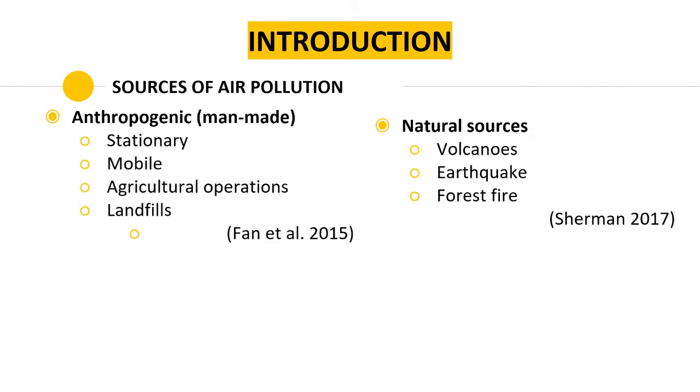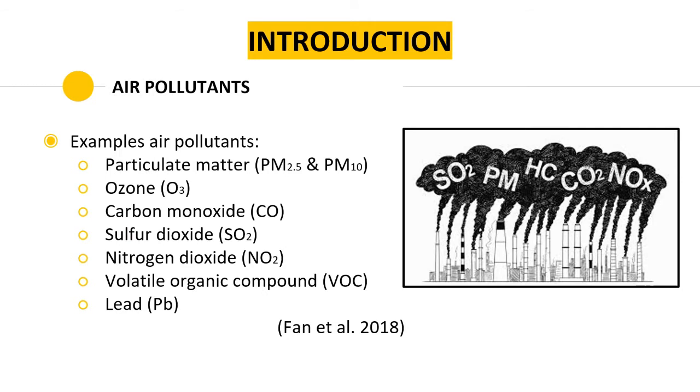There are two categories of air pollution, which are anthropogenic and natural sources. For the anthropogenic, there are four subcategories, which are stationary, mobile, agriculture operation, and landfills. Meanwhile, examples for natural sources are volcanoes, earthquake, and forest fire. Some examples for the air pollutants are particulate matter, ozone, carbon monoxide, sulfur dioxide, nitrogen dioxide, volatile organic compound, and lead.